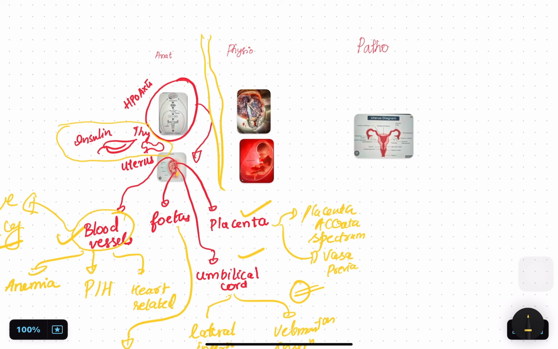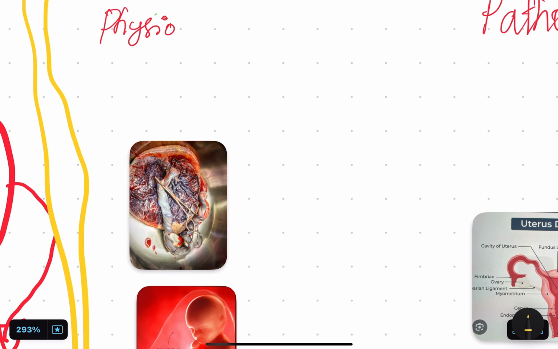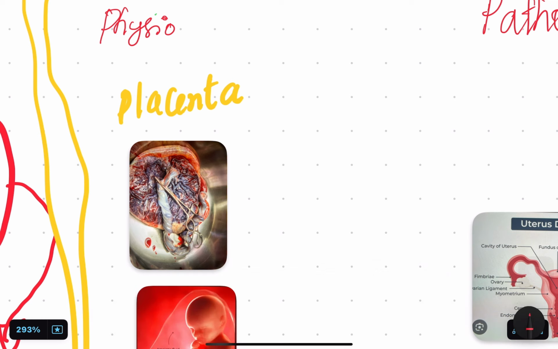Now I'll take up the physiology part of it. Okay, what do you think this is, student? Yes, you're right, this is placenta. Why is placenta here? Are you getting confused?